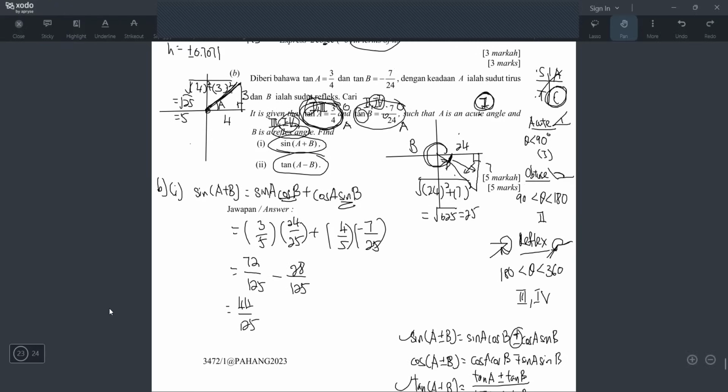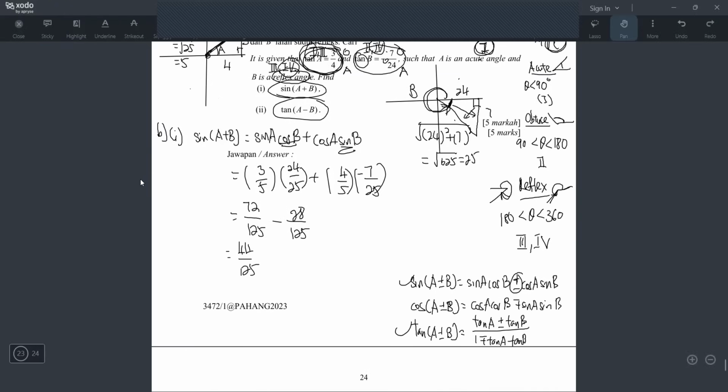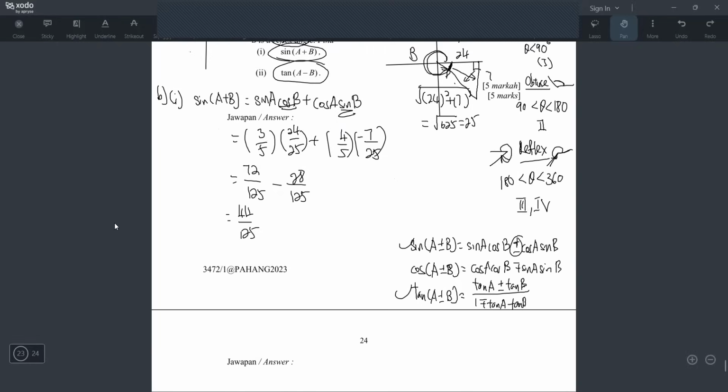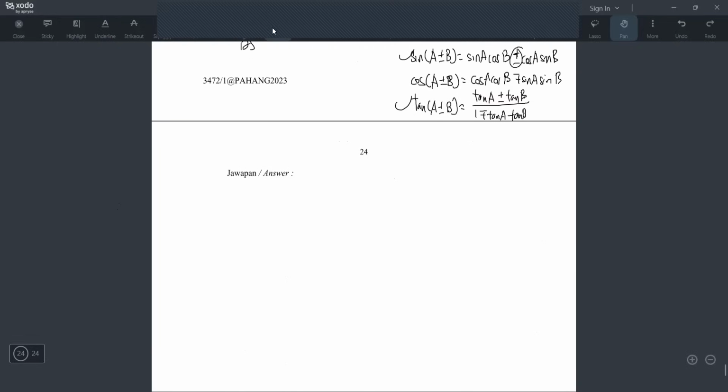Second question, tangent A minus B, but I don't have enough space, right? I wrote so many notes here. Now I don't have enough space already. So how? Okay lah, I'll just do it here. So the second question is tangent A minus B, right? Okay, I will use this formula. This one. So I will write down the line.